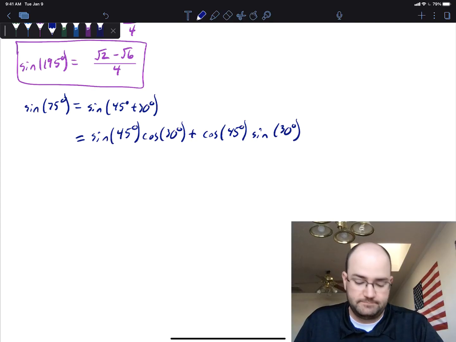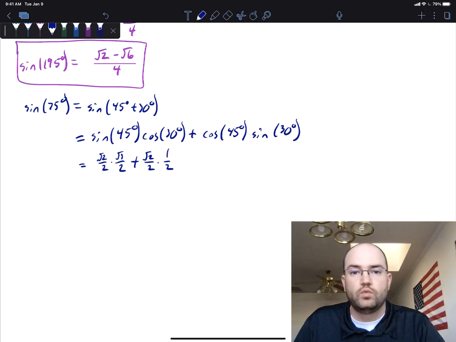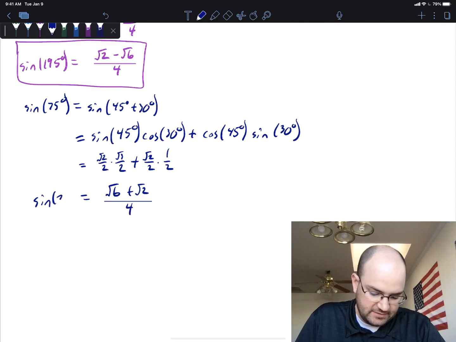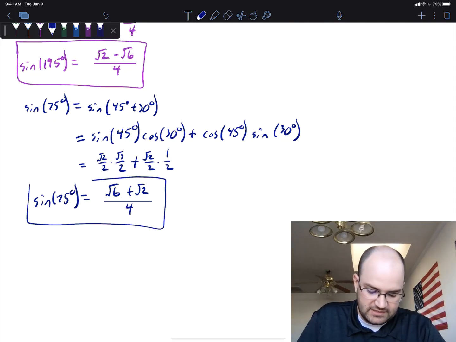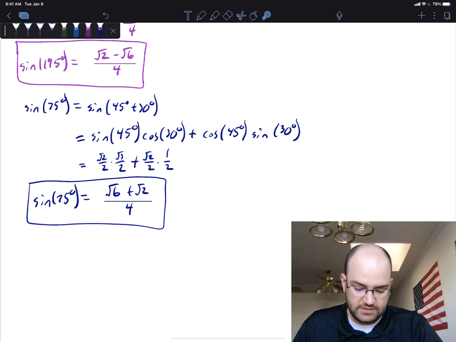And then just simplify. Sine 45 is root 2 over 2. Cosine 30 is root 3 over 2. Plus cosine 45 is root 2 over 2. Sine 30 is 1/2. And then just simplify. That's going to wind up with root 6 plus root 2 all over 4. So the sine of 75 degrees is this. Now notice that this is positive. 75 degrees is in the first quadrant, which means all trigonometric functions in the first quadrant are positive. So therefore, this makes sense.